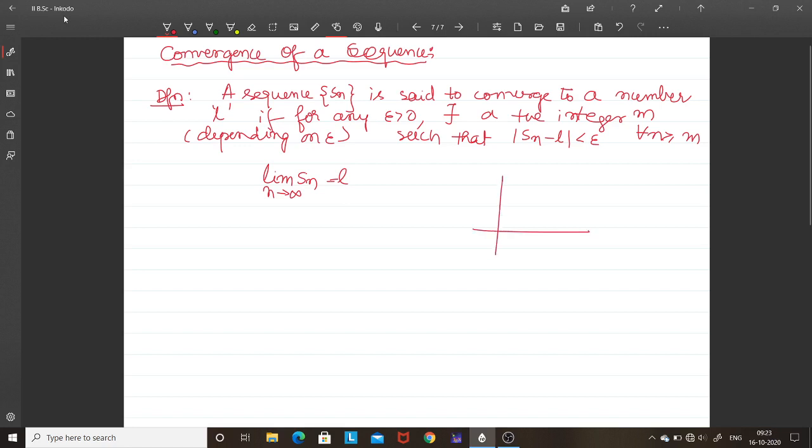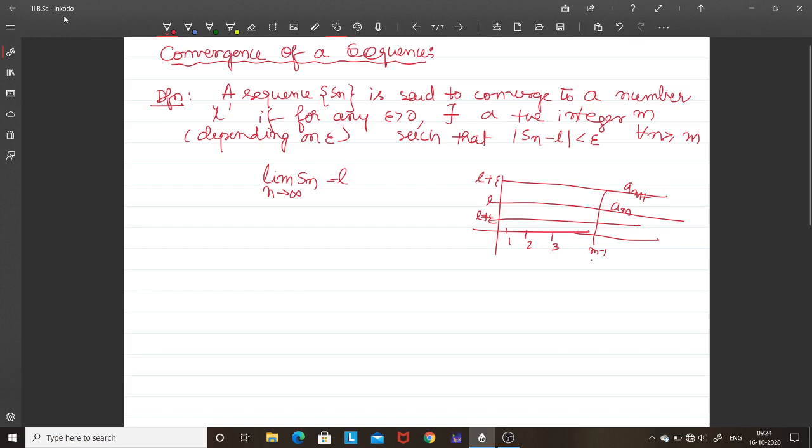suppose it's 1, 2, 3, this is your m minus 1 stage, and after m stage this is n, so this is your m plus 1, so it must be between L minus epsilon and L plus epsilon, right? We discussed this in the last video. That means your Sn has to be between L plus epsilon and L minus epsilon. Okay, this is the definition.